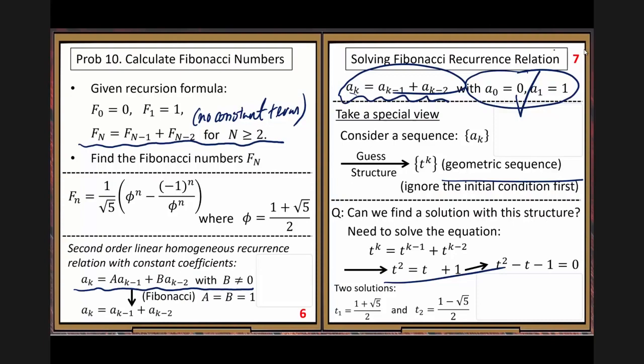Question. Don't look at the initial condition yet. We delay it. We haven't gotten there. Now we're halfway, so don't jump too fast. The initial condition is the last step, where we fix that.